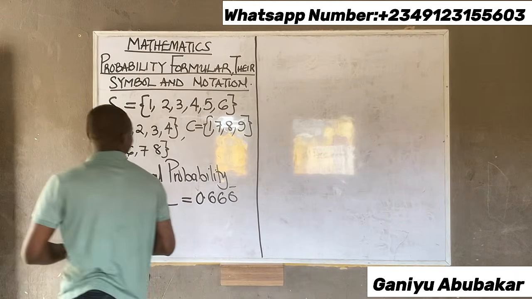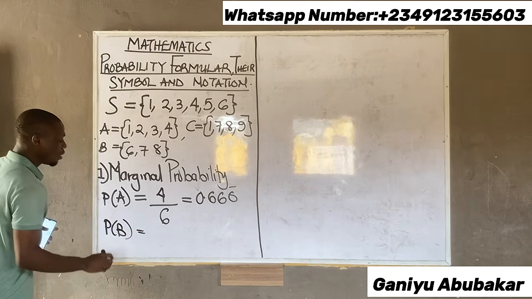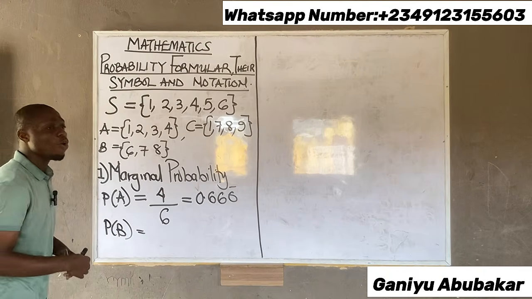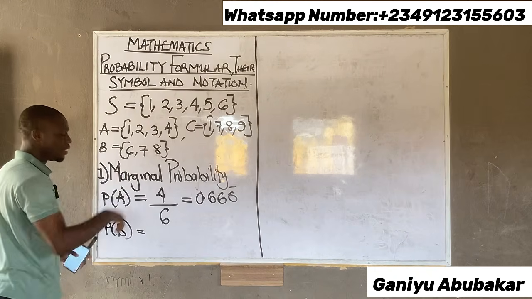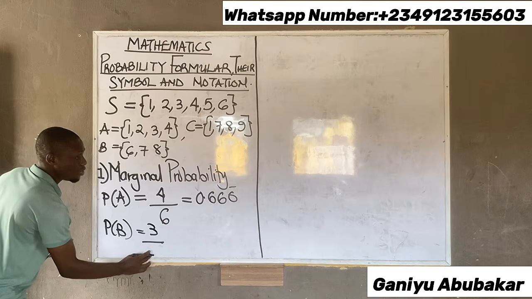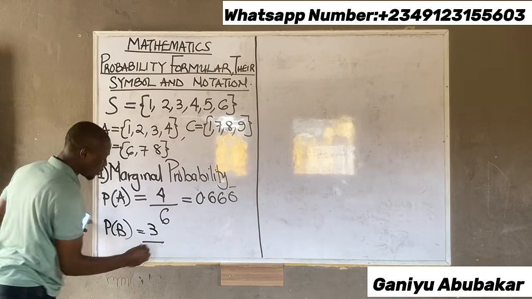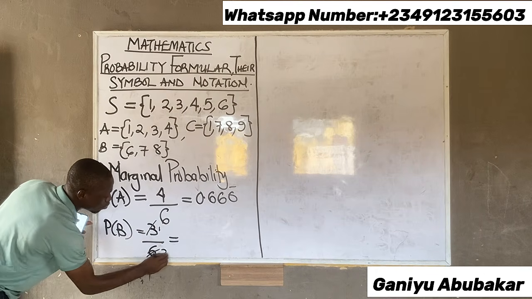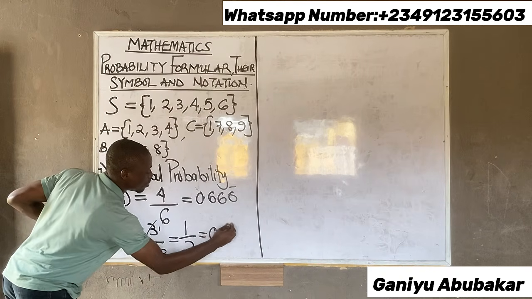Okay, let's change the case. Let's say we want to look for the probability of B. The probability that B will occur is equal to the all possible outcomes of event B over the total outcomes. For event B, the outcomes are 1, 2, 3. That's 3 outcomes. 3 over the total outcome, also called the sample space, which is 6. That gives you 3 over 6, which is 1 over 2, and that gives you 0.5.